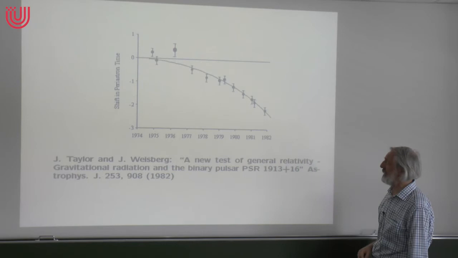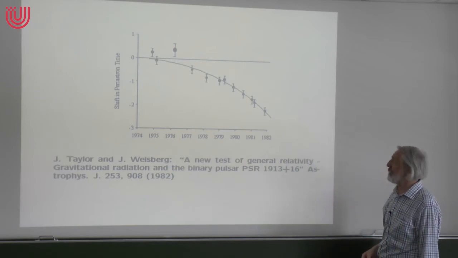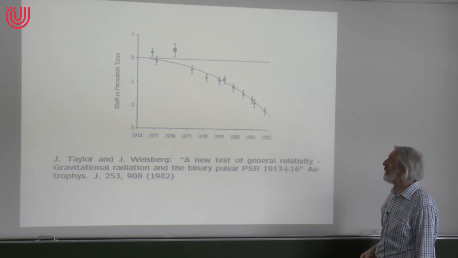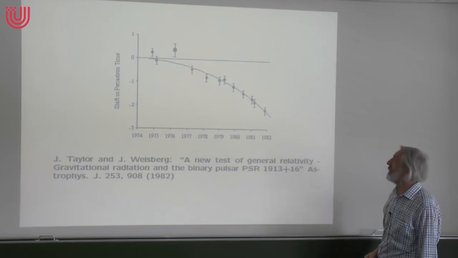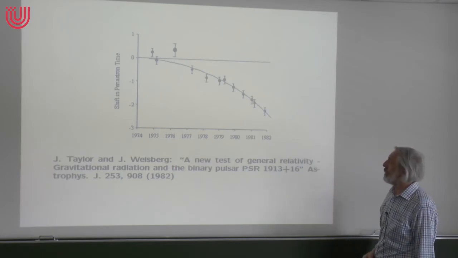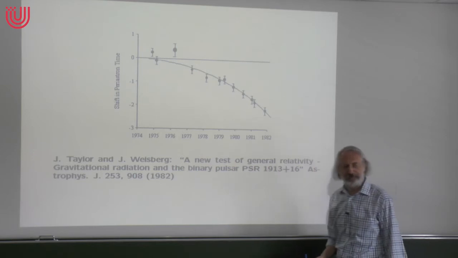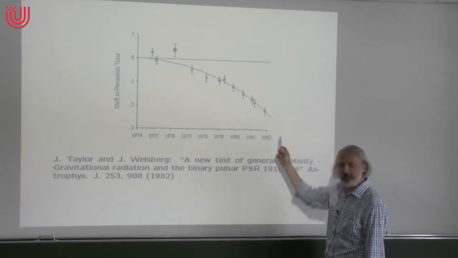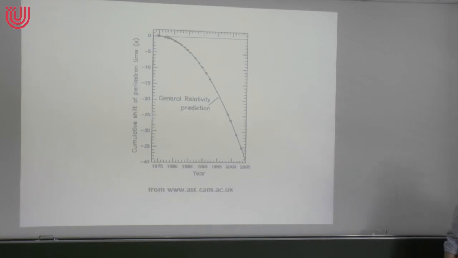And there you see already that it fairly well follows the suggestion which comes from Einstein's quadrupole formula. So this was, from observations already at this time, a fairly convincing confirmation of the quadrupole formula. At this time, the Nobel Committee was still skeptical, so they did not give the Nobel Prize shortly after '82. They waited for another 10 years. They waited for more observations.